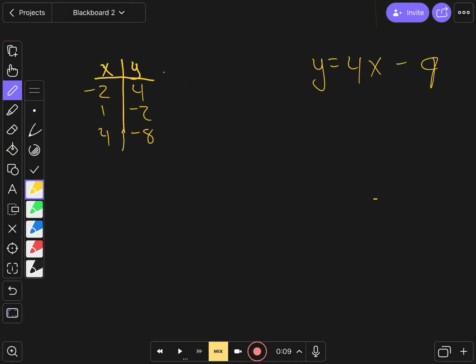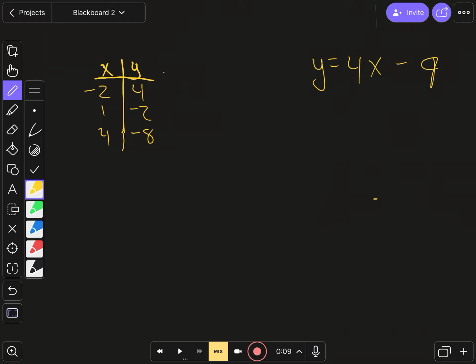Alright, so this is Mr. Walker, and I'm going to do problem number 9. Problem number 9 says, what is the difference in the rates of y equals 4x minus 9 and this table that you see on the left?